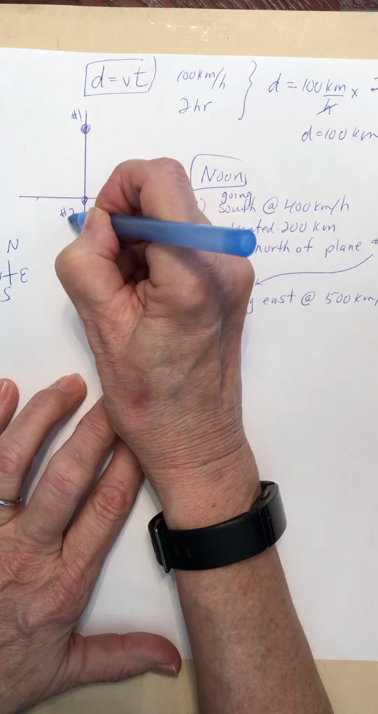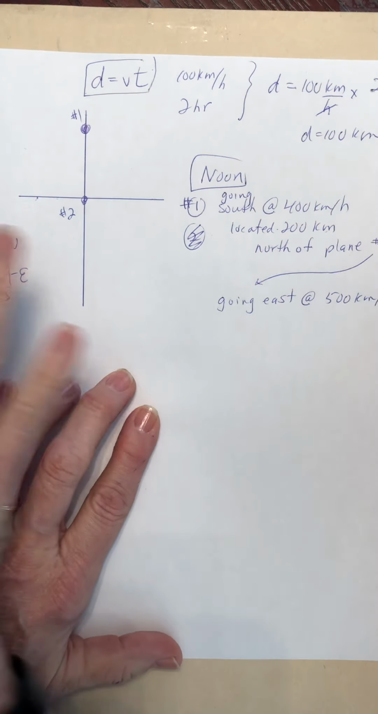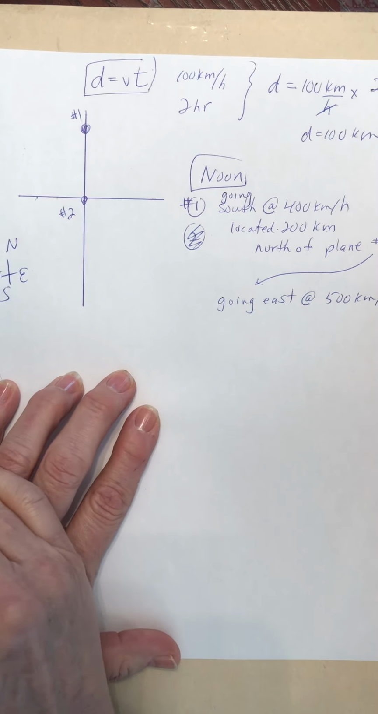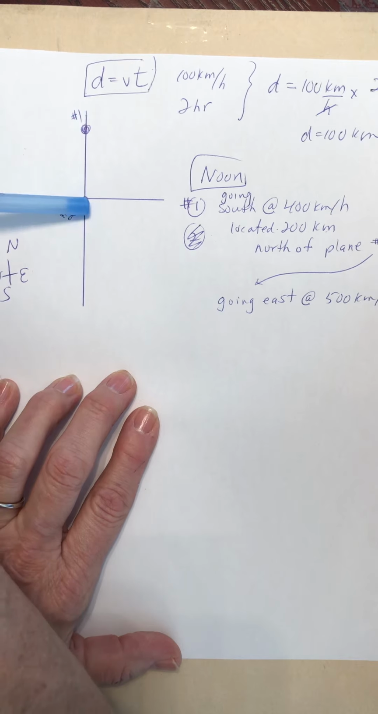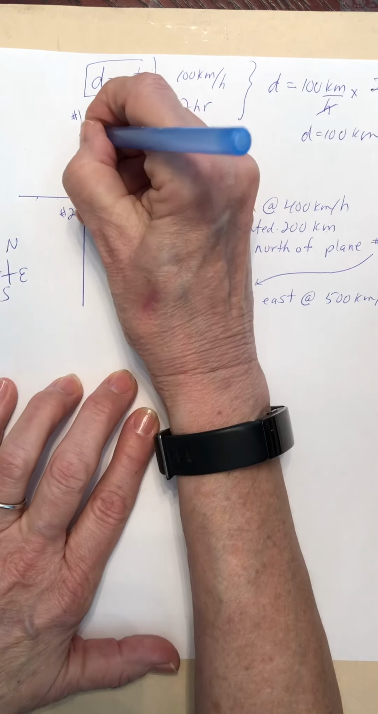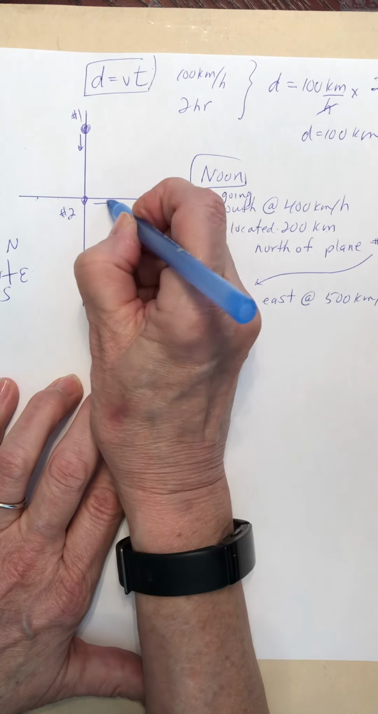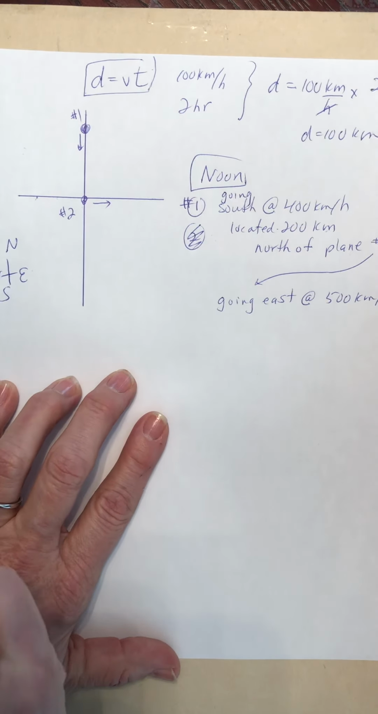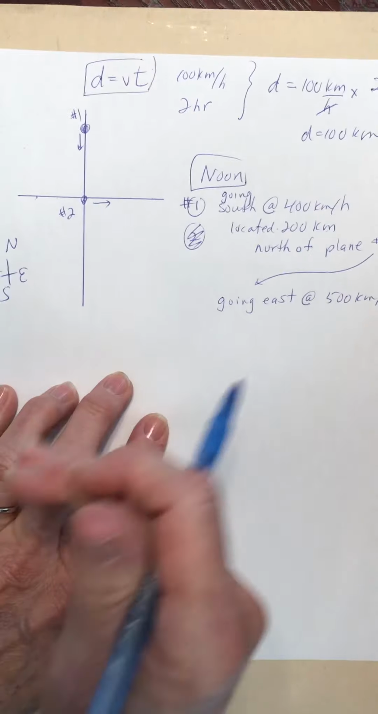Here's plane number 2, because I'm addressing everything that it's saying here. So this plane is 200 kilometers north of plane 2. This is in motion this way. This one's in motion this way. So they're going to continue to stay on these lines.